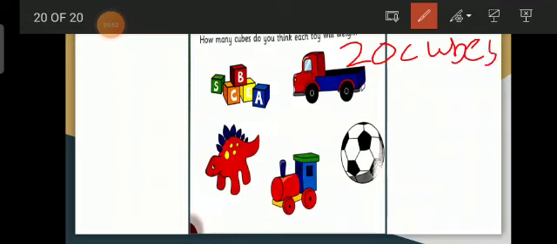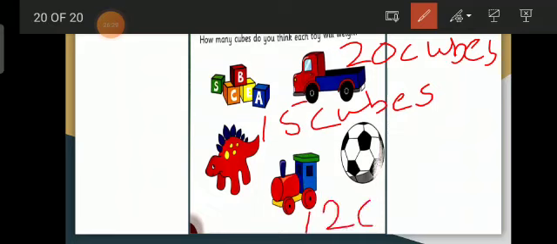Okay, this is a toy truck. This is a toy dinosaur. What do you think? It's a stuffed toy. My guess is 15 cubes. Okay, this one is the toy engine. What do you think? Its weight is equal to how many cubes? It might be 12 cubes. Okay, this is my guess.